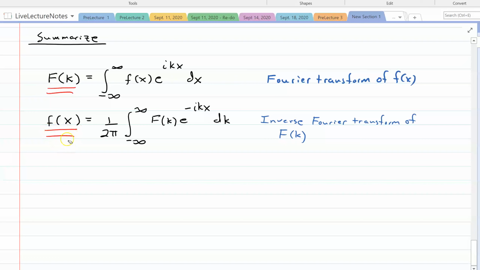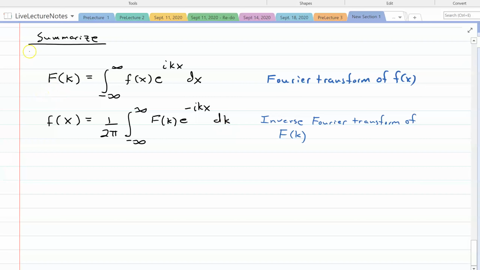You can see these formulas are quite symmetric. There's a few differences to highlight. One is the exponents have opposite signs. In one there's a plus, in one there's a minus. The integration variable is different. So remember, the big F is a function of k, so it can't depend on x. x is an integration variable. The small f is a function of x. It can't depend on k, so k is an integration variable, a dummy integration variable. Okay. But otherwise you have this nice symmetry.